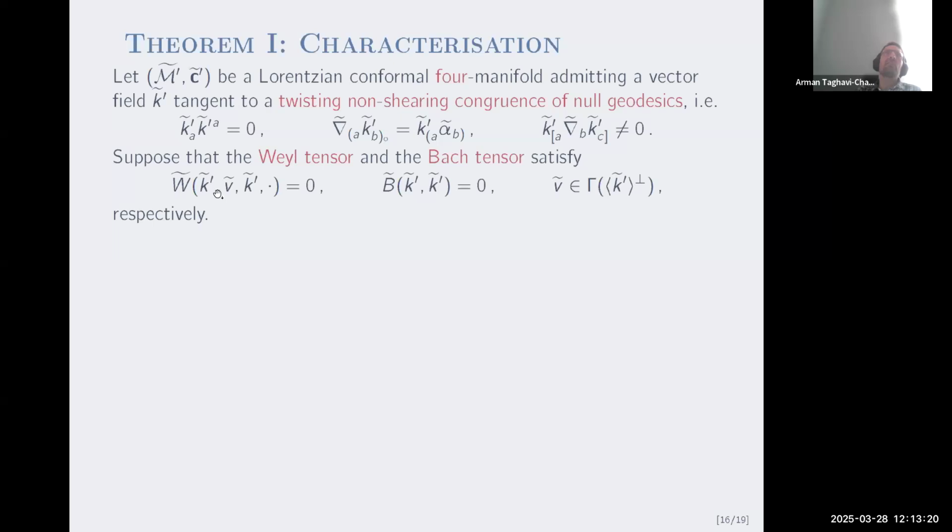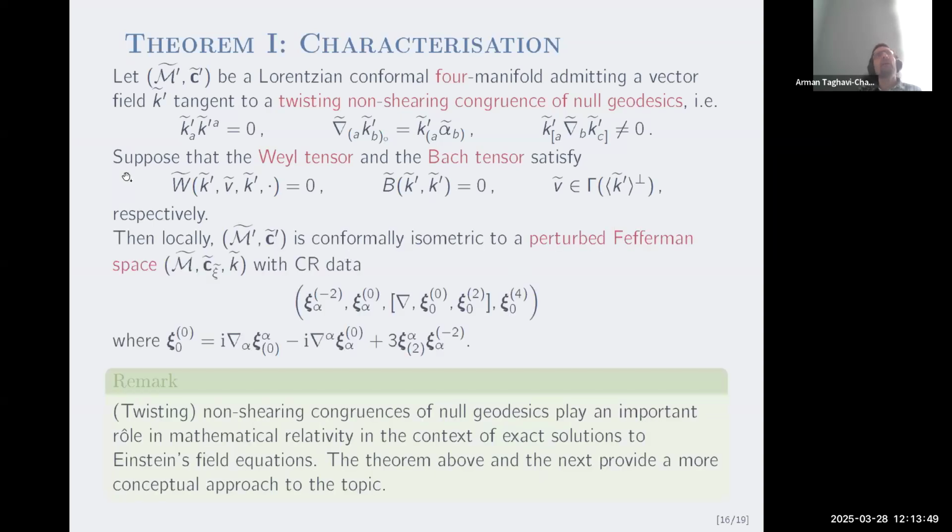And then I impose these two conditions on the conformal curvature. So the first one is on the Weyl tensor, and the second one on the Bach tensor, which is the obstruction to finding an Einstein metric. So these are degenerate in some sense along the congruences. So the first one tells me that actually the Weyl tensor is of Petrov type 2. It's algebraically special, or more degenerate.